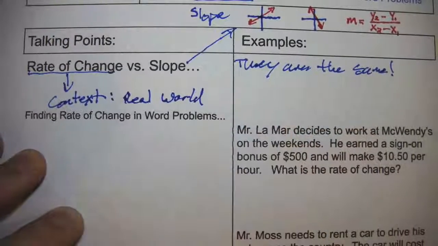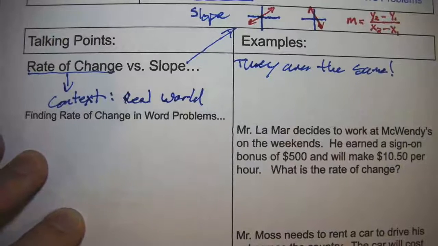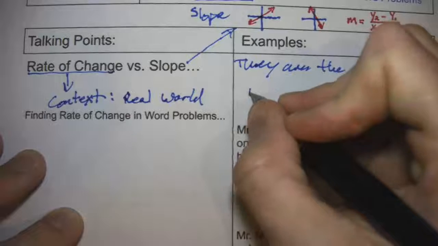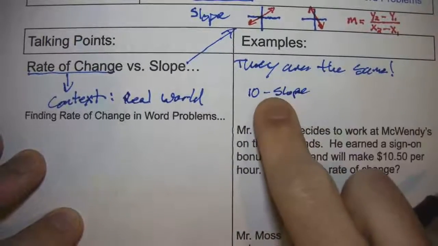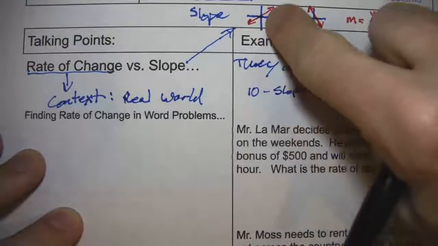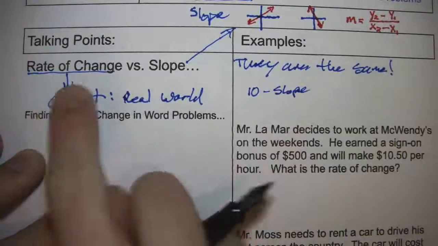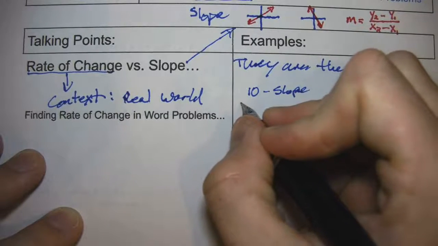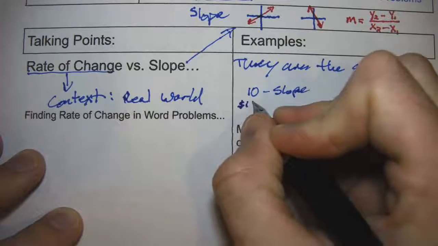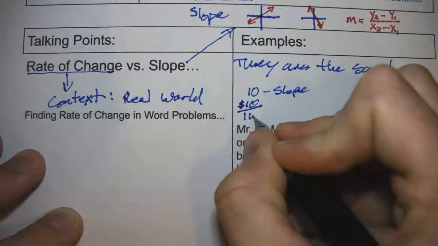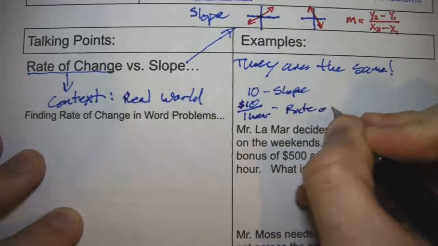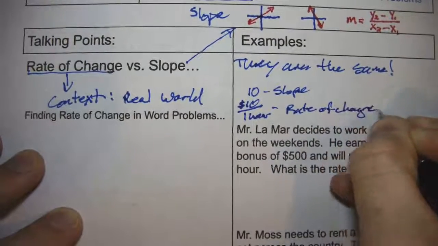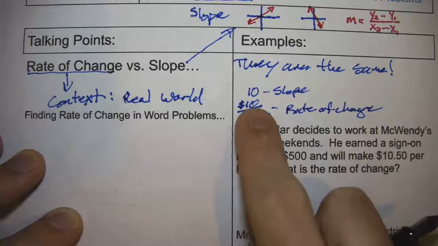All right, context meaning something that's happening in the real world. For example, I could tell you that the rate of change in a particular, or excuse me, that the slope rather in a situation was, say, 10. Cool. So I have 10, and that is my slope. So if we were to graph that, it would be a line that would be fairly steep, right? But if we're talking about context, then I could talk about $10 for every 1 hour, and suddenly we have a rate of change. In other words, we've got a real world situation.